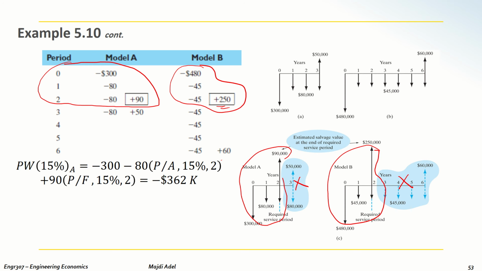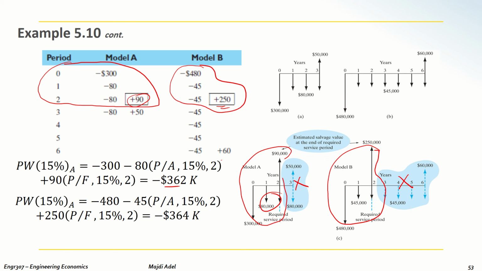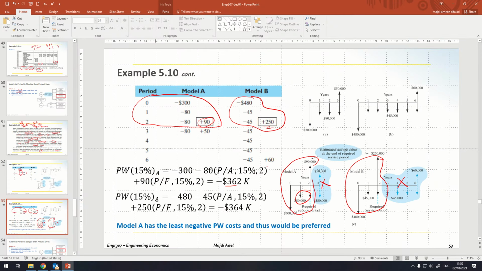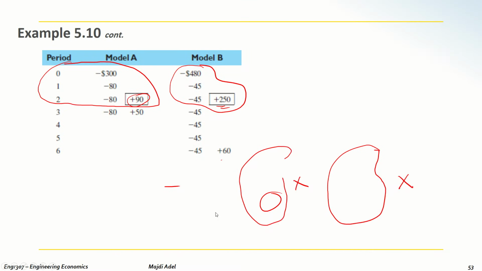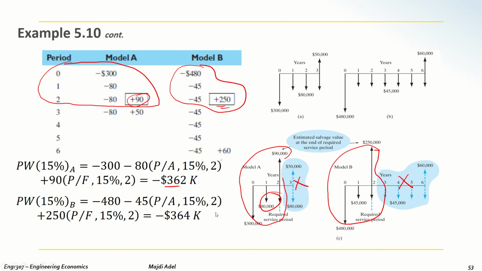The present worth for project A at 15% is minus 300,000 minus 80,000 times (P/A, 15%, 2). This is an annuity for 2 years. Okay, and also I need to add the salvage value, 90,000, times (P/F, 15%, 2). The answer is minus $362,000. For Model B, it's going to be minus $364,000.